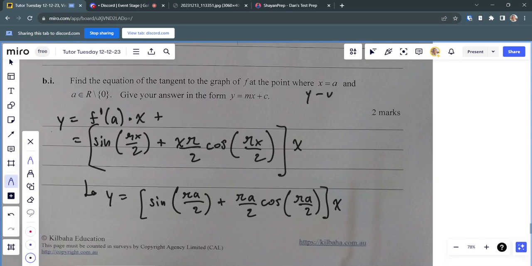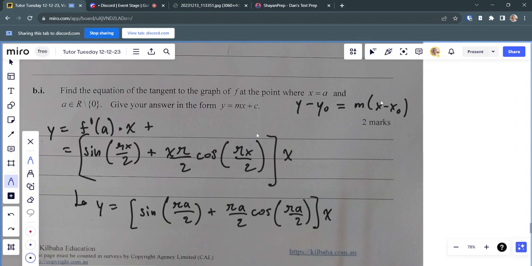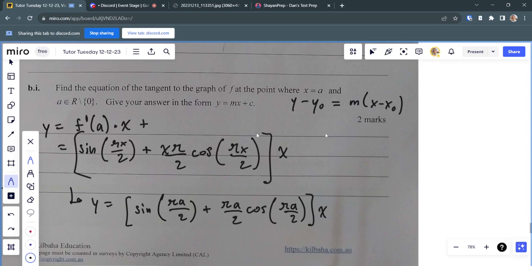If I use point slope, y minus y naught is equal to m times x minus x naught, then what it's saying is that the point is at x equals a, then it's going to be y minus f of a is equal to m times x minus a, plus, okay, so y equals mx minus ma plus f of a. This might be more correct.